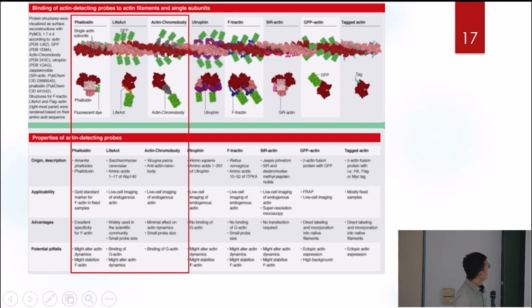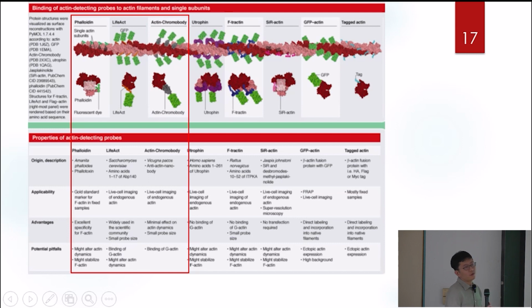And then you can see if you directly take the GFP, they show some defects, and then for the phalloidin, and then SiR-actin is a small molecule we just mentioned. And LifeAct, utrophin and F-tractin fuse the fluorescent protein to an actin binding protein, and you can label that. So far, I think the first three are the most used methods.